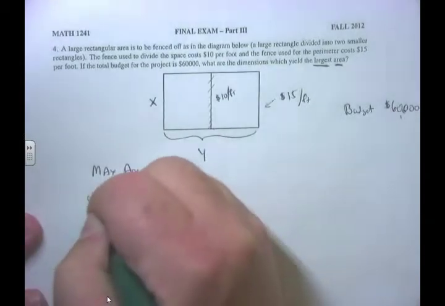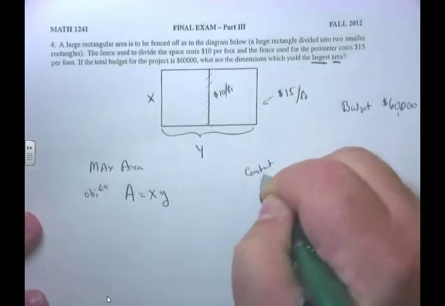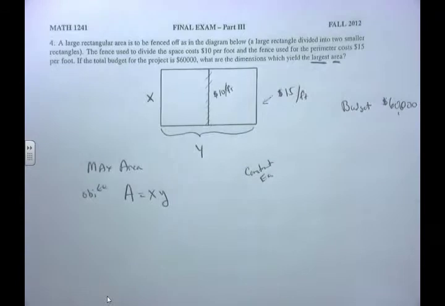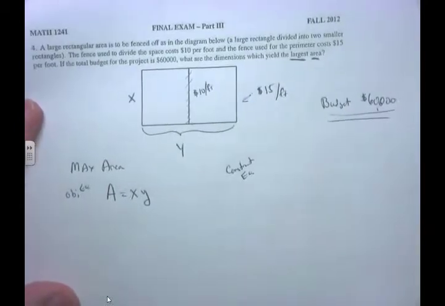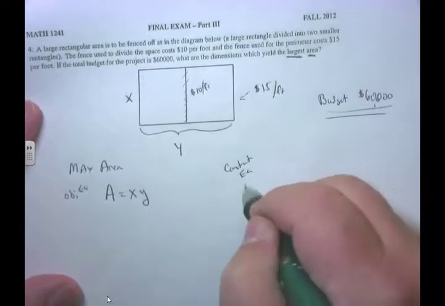There's your objective equation. Next thing you've got to do is come up with the constraint equation. What's the constraint equation? A constraint equation is an equation that uses the given information. What was given? We were given a budget. And here's where the math comes in. All right, here's my budget.